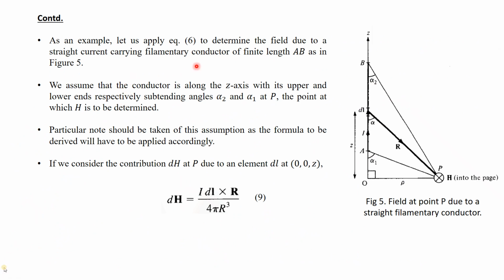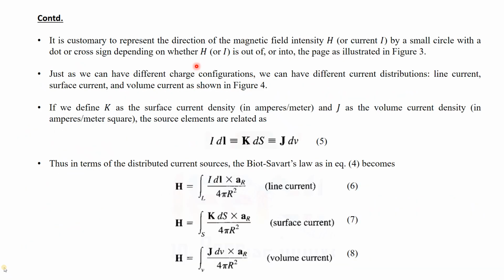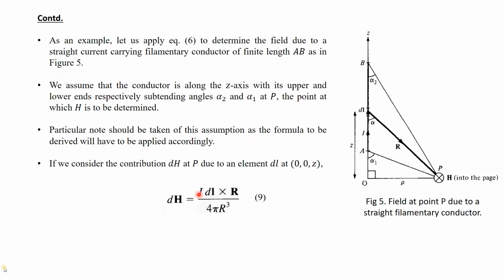Okay, so as an example, let us apply equation number 6 that we have achieved with the Biot-Savart law with respect to current element, you can say line current. As an example, we determine H due to the straight current carrying filamentary conductor of finite length AB.